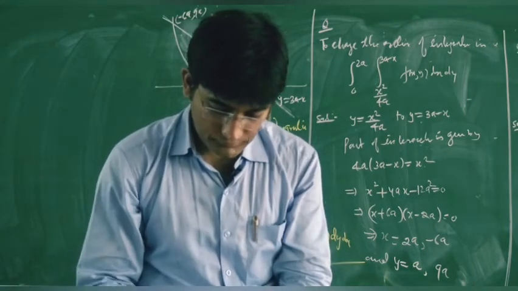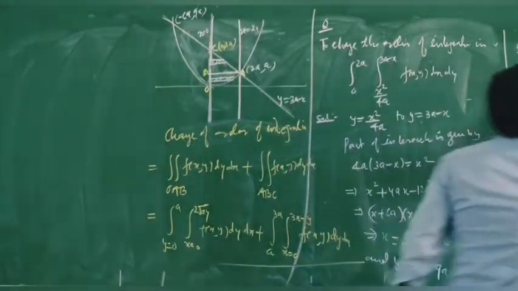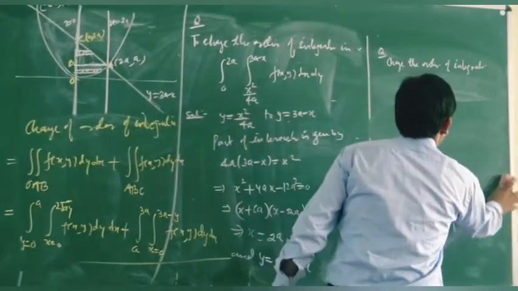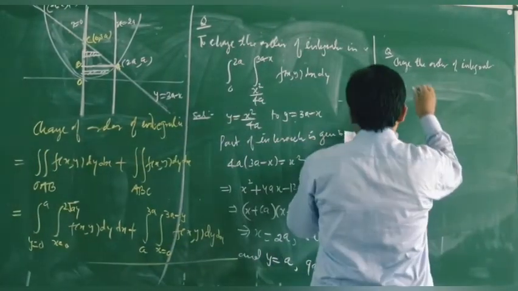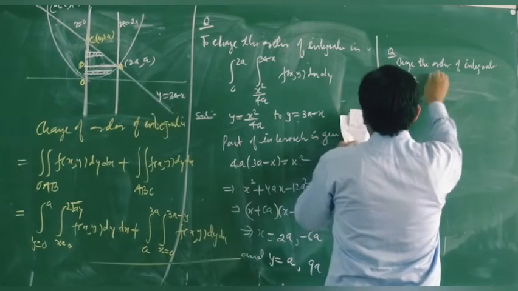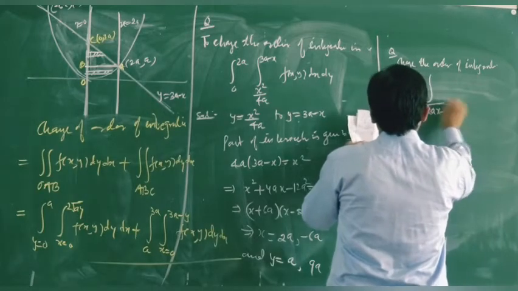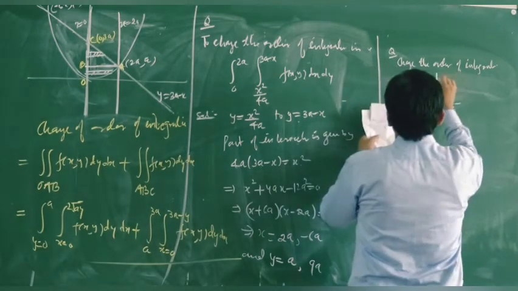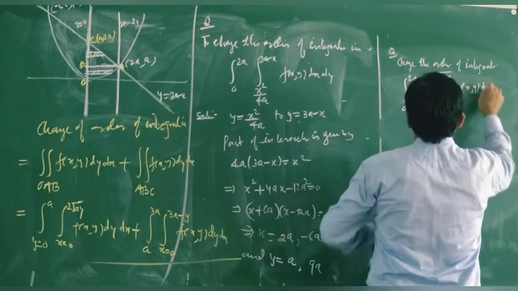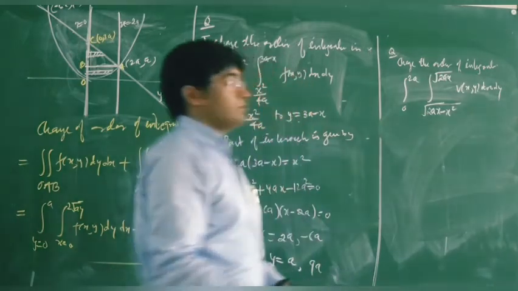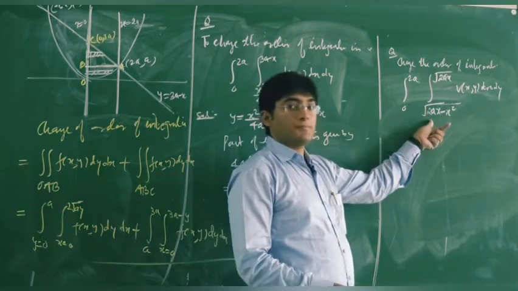Now the change of order of integration for the question when we have a circle and parabola. So change the order of integration in the question x equal to 0 to 2a, then under root 2ax minus x square to under root 2ax, then we have some function of x, y into dx dy. So now let us have the change of order of integration for this double integral.